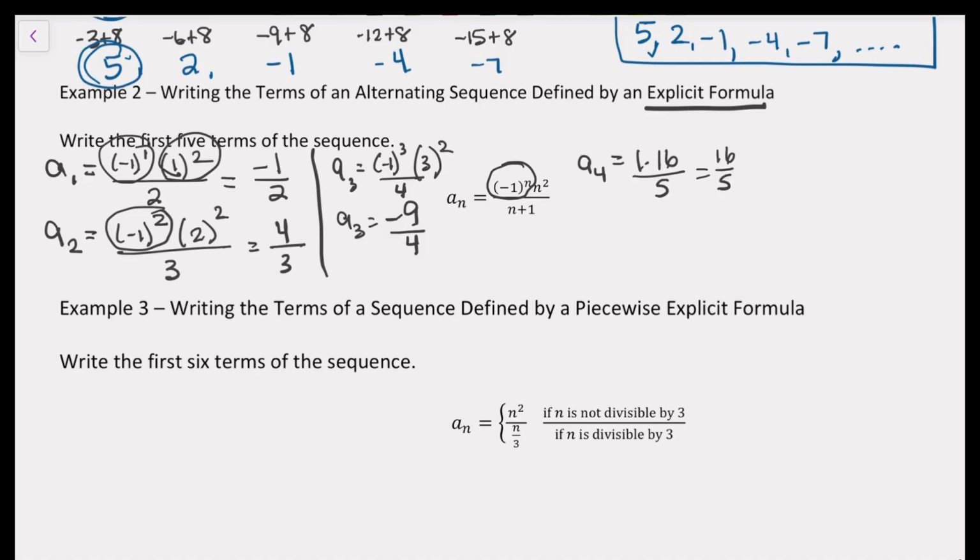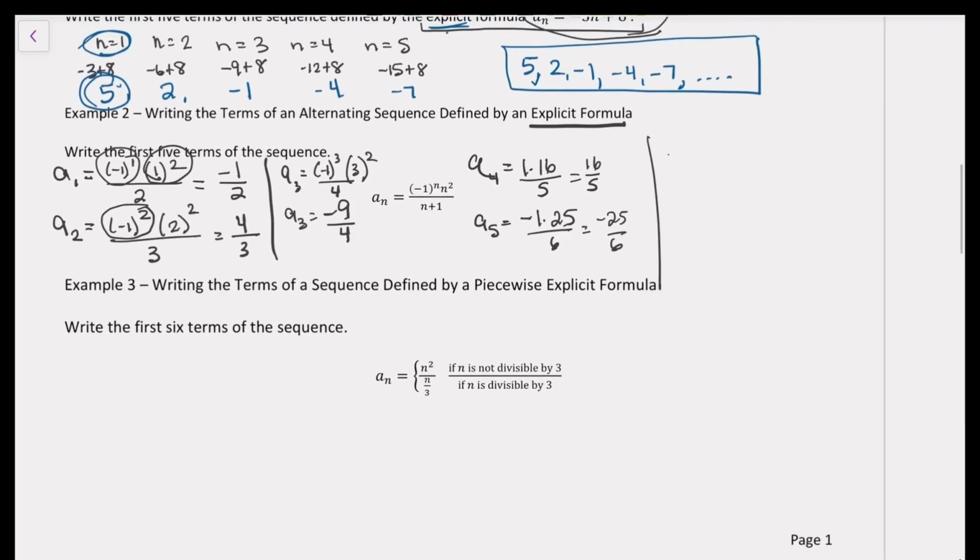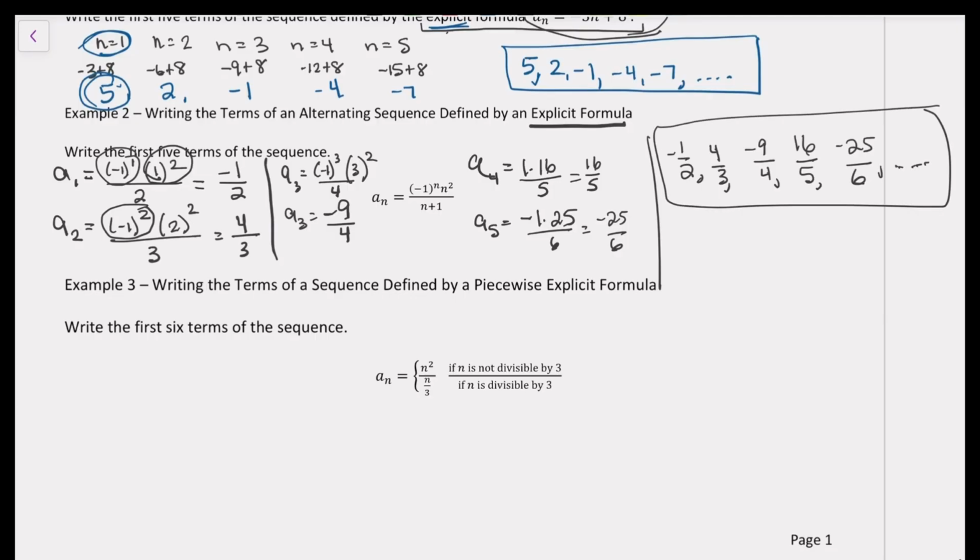So 16/5. A sub 5, well, negative 1 to the power of 5 will be a negative. So that's a negative 1 times 25/6. We will get negative 25/6. So my first 5 terms are negative 1/2, 4/3, negative 9/4, 16/5, negative 25/6. And I certainly could keep this going, but I'm going to stop.